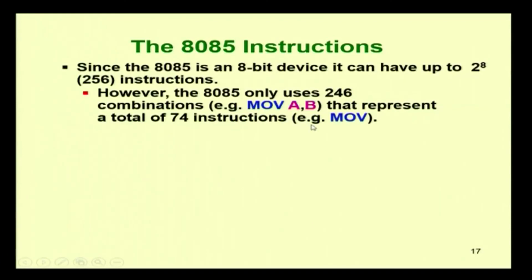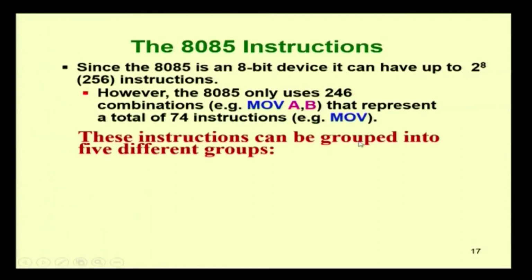Basic instruction, for example, MOV is a basic instruction which moves data. In that there are several combinations: MOV A, B. Another combination is MOV B, E, and another combination we can write is MOV D, H. Like that, in the same instruction we have several combinations. So, we have 74 basic instructions, and with several combinations of these instructions, everything put together we have 246 instructions.